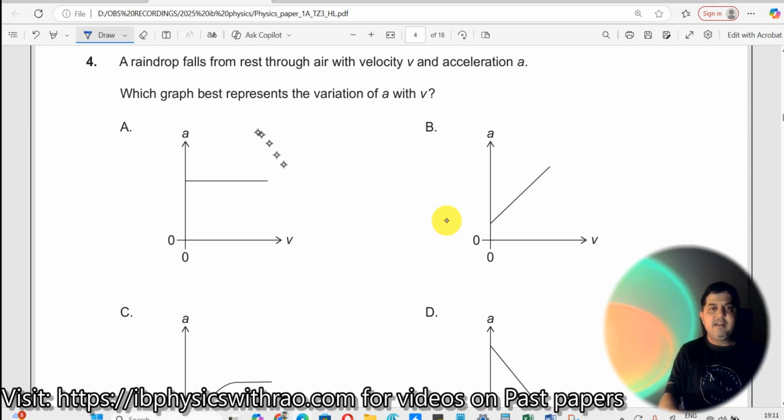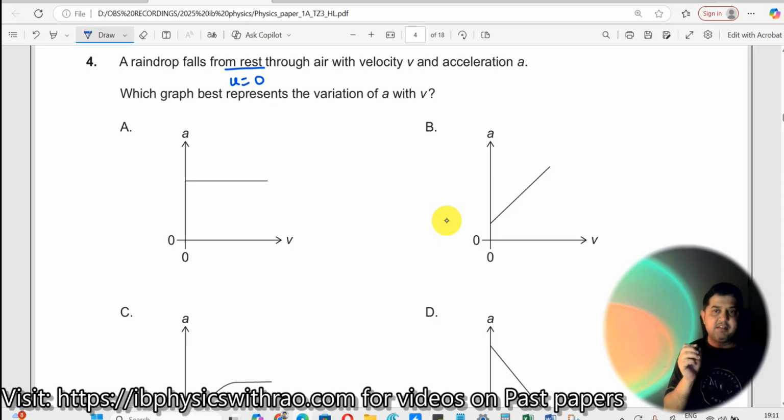Question number 4. A raindrop falls from rest through air with a velocity v and an acceleration a. Which graph best represents the variation of a with v? That's the question here. Remember, most of the time we only draw VT graphs.